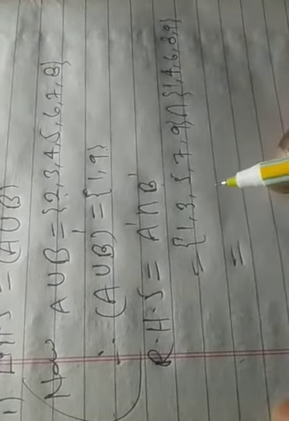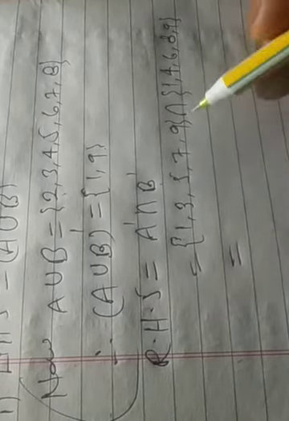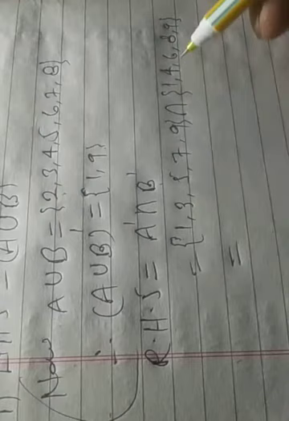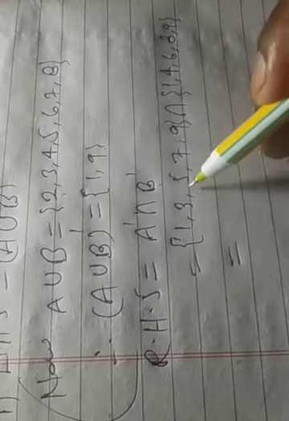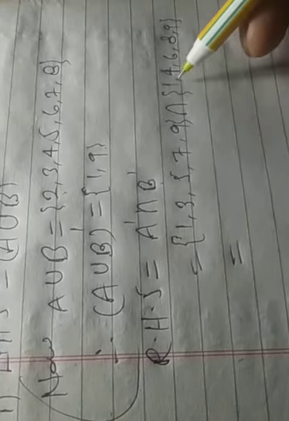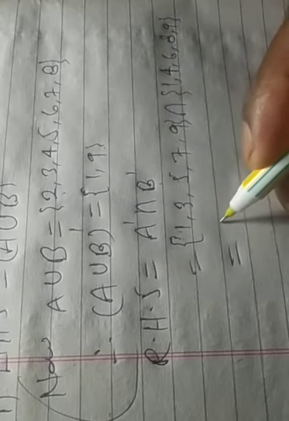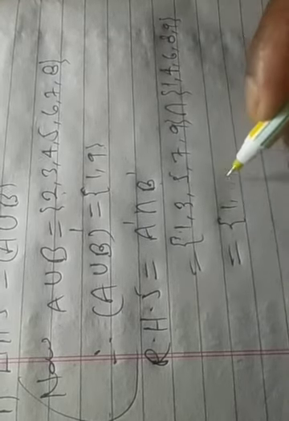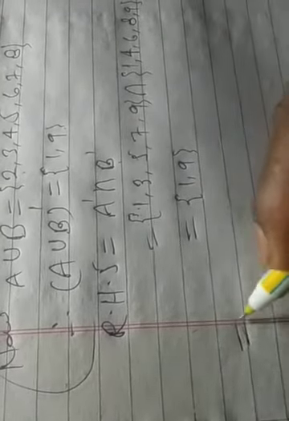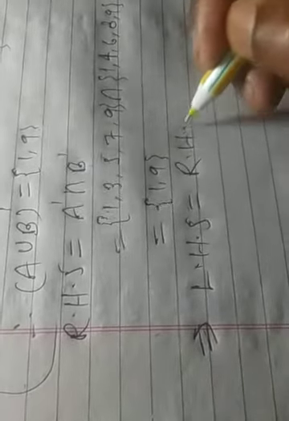And we have to find the intersection of these two sets. We can easily see that 1 is common in both the sets, 9 is also common in both the sets, but no other elements are common other than 1 and 9. Therefore, this will be 1 comma 9, and this implies the left hand side is equal to the right hand side, and in this way we have verified.